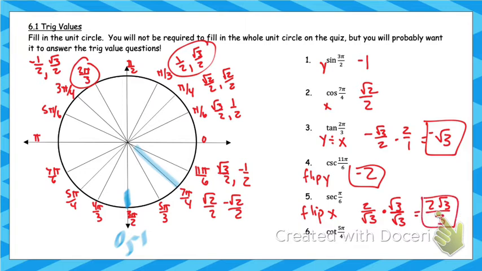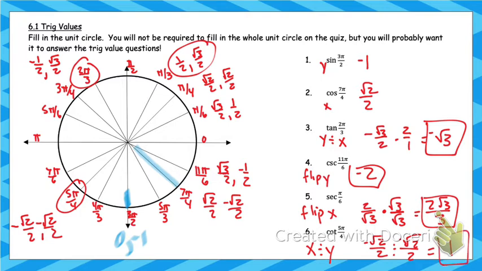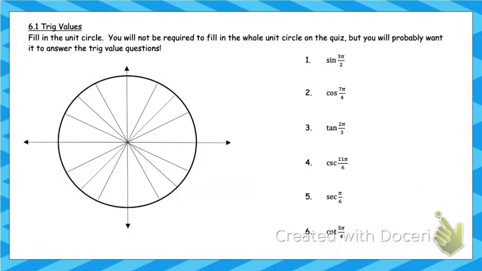And then the last one, cotangent. Cotangent is x divided by y, the reciprocal of tangent. So 5 pi over 4, that's going to be both a negative x and a negative y in that quadrant. So if I do x divided by y, well, that's just the same thing. And if you divide something by itself, it's 1. And a negative divided by a negative is positive. So those are your trig values.